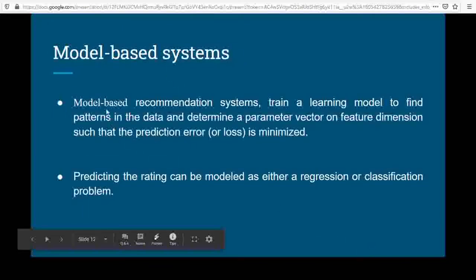Model-based systems. Model-based recommendation systems train a learning model to find patterns in the data and determine a parameter vector on feature dimension such that the prediction error is minimized. Predicting the rating can be modeled as either a regression or a classification problem. Thank you.